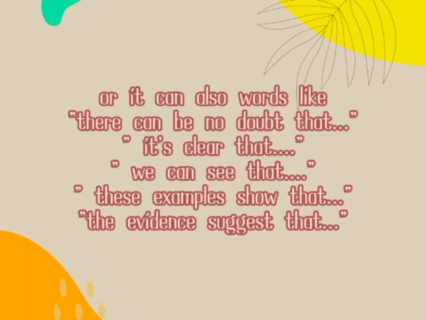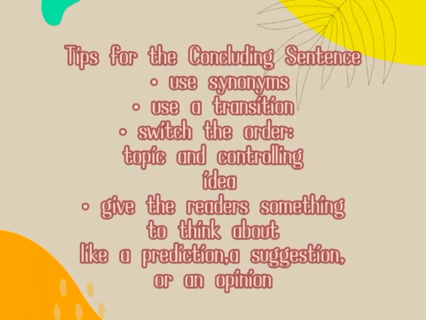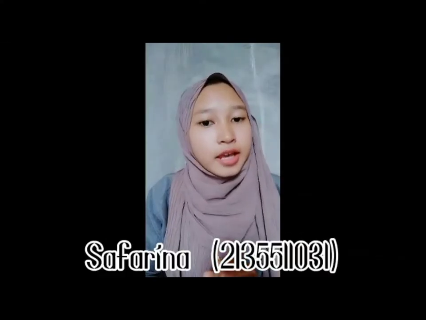Or it can also work like: there can be no doubt that, it is clear that, we can see that, examples show that, the evidence suggests that. Tips for the concluding sentence: use synonyms, use a transition, switch the order of topic and controlling idea, and give the reader something to think about, like a prediction, a suggestion, or an opinion. After the explanation above, I will give an example concluding sentence paragraph.